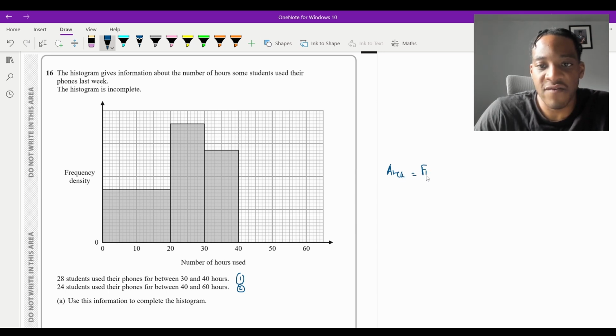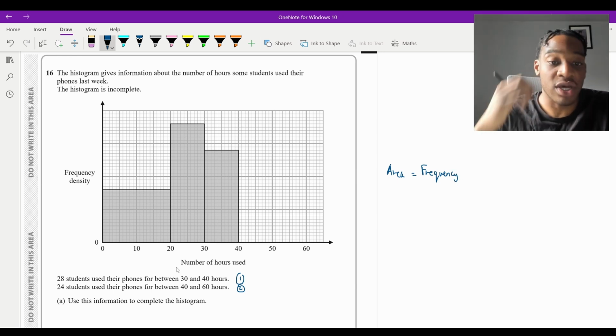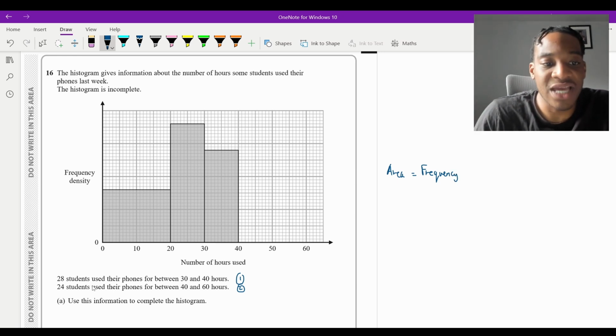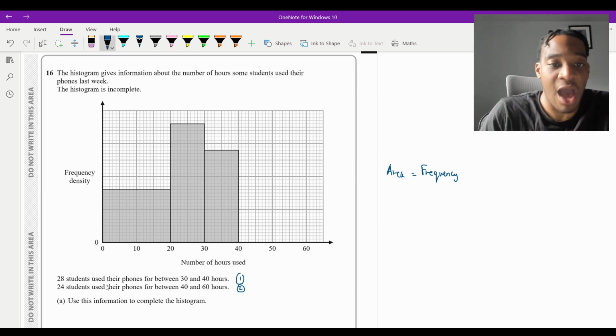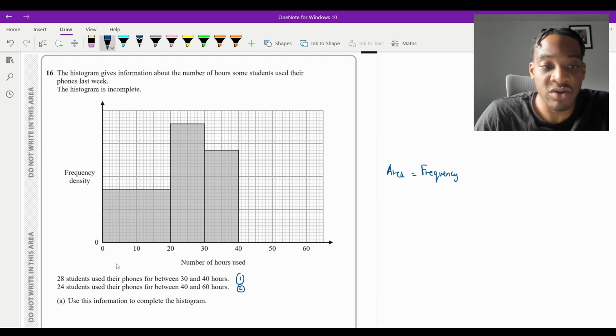So I'm just going to write this here. The area is equal to the frequency. In this case, they've actually told us for the first sentence, right? 28 students use their phones between 30 and 40 hours. Well, where is that? This represents this bar here. And again, the 28 students is representing the frequency, which we know represents the area. So I can say that this rectangle here just represents an area of 28.